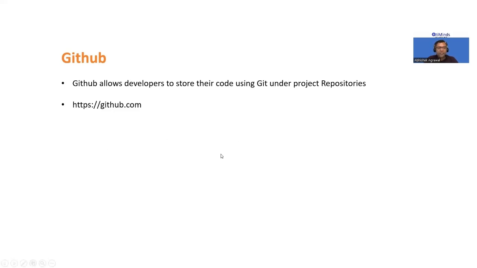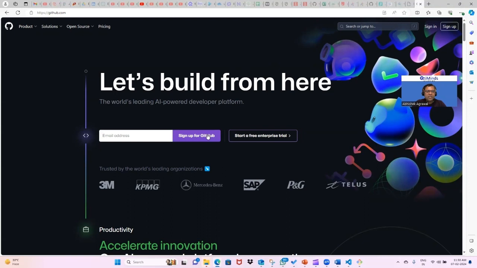Let's go ahead onto GitHub first. To have an account on GitHub, you need to go to this website first. So let me go to this website. This is the screen you will be getting. And if you already have an account on GitHub, then you can directly go to sign in.